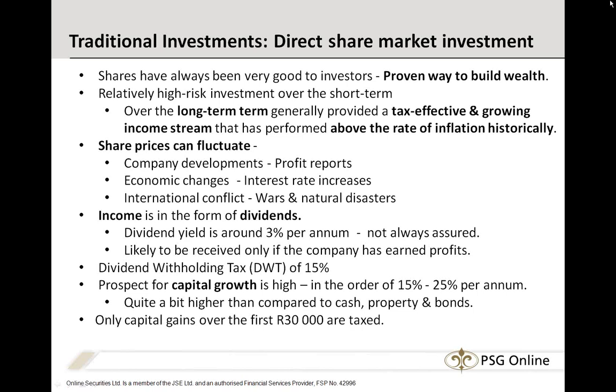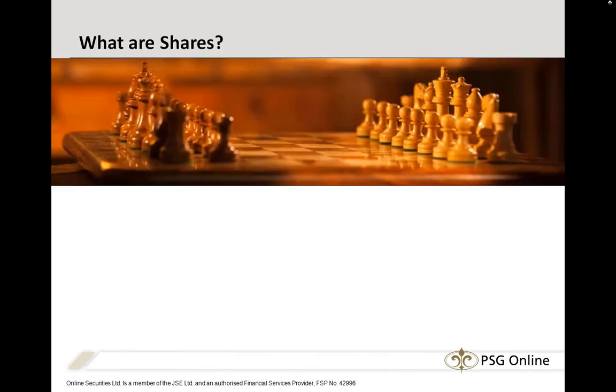Obviously, company share prices fluctuate. You need to be aware of various things. Income comes in the form of dividends. Dividend yield is roughly about 3% per annum, and that's not really assured. They introduced dividend withholding tax last year, which is roughly about 15% of whatever your dividends are. But just think about it, it's still 85% tax-free. So your capital growth is still very high, in the order of roughly about 15%. Obviously, that's much better compared to cash, property, and bonds. So coming back to capital gains, your first 30,000 Rand of profit is tax-free, it's exempt from tax. So that's why I say they're very, very popular.